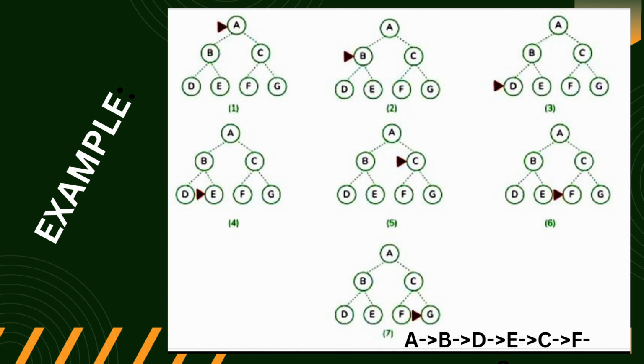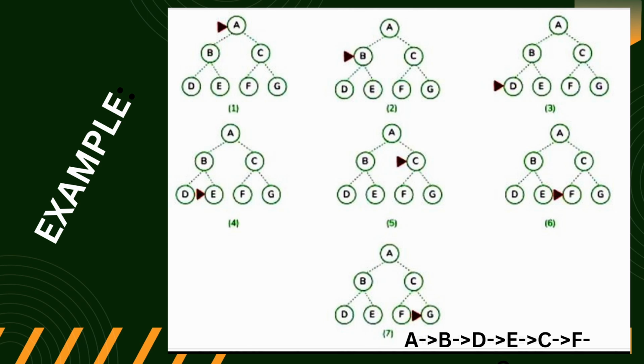And next, we visit D. D has no neighbors, so we backtrack to B. Back at B, we visit its next neighbor E. E has no neighbors, so we backtrack to A. In step 5, back to A, we now move to the next neighbor C.